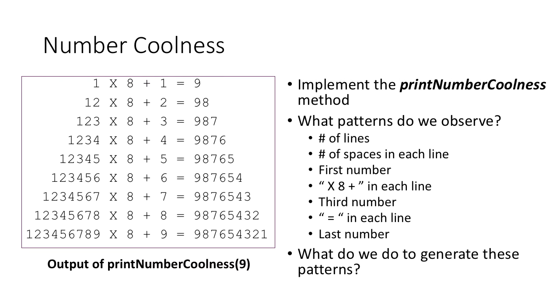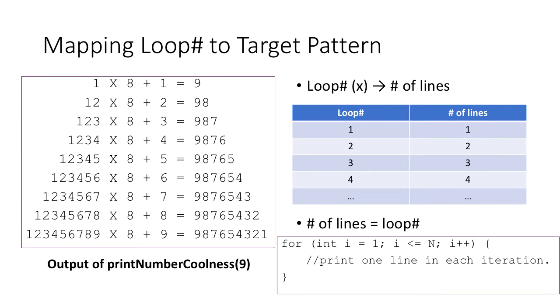So here's a question: what do we do? Can we generate these patterns? Following the top-down thinking, we can break down this big problem into several small problems. Firstly, we can consider how we get the number of lines. If we input 3, we'll get 3 lines, and if we input 9, we'll get 9 lines. So in fact, if we input the number n to the method, how many lines do we get? We'll get n lines, right?